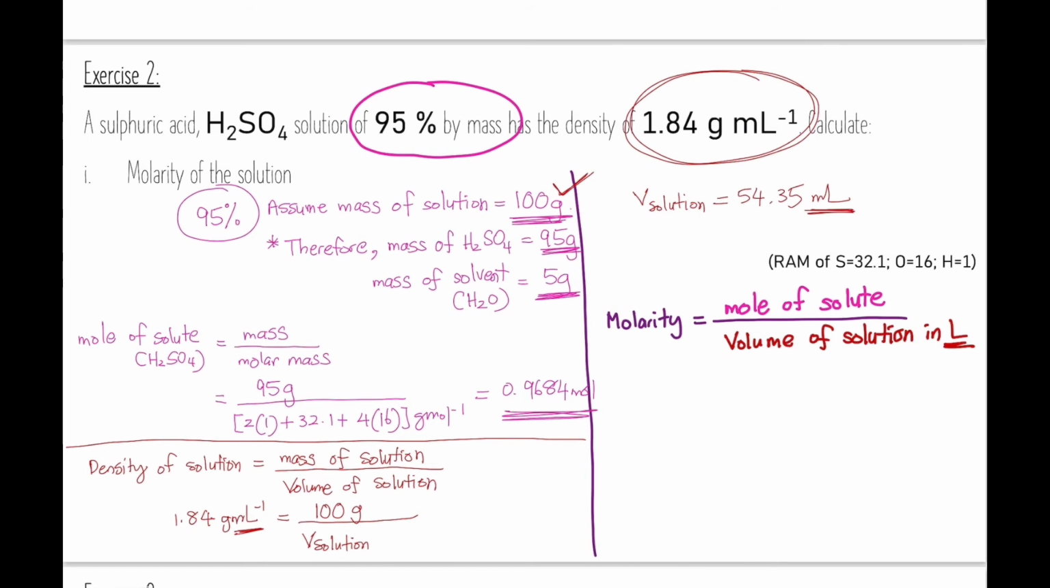However, to calculate the molarity, we need to convert the volume of solution to liter. So we need to divide the value by 1000. And we will get 0.05435 liter. Now we have the values for both mole of solute and volume of solution in liter. We can substitute the values into the formula.